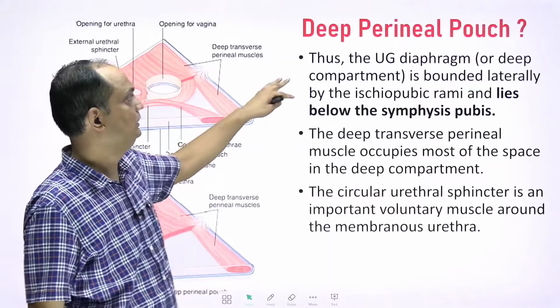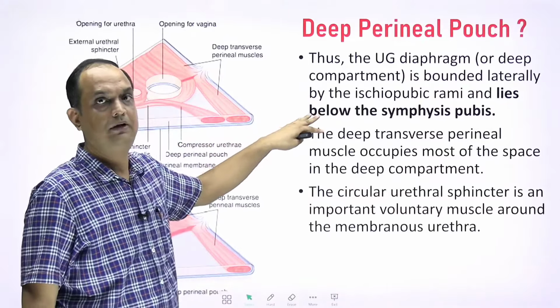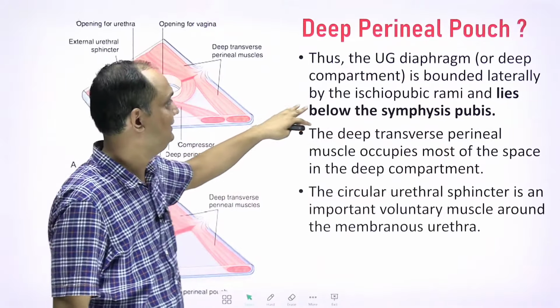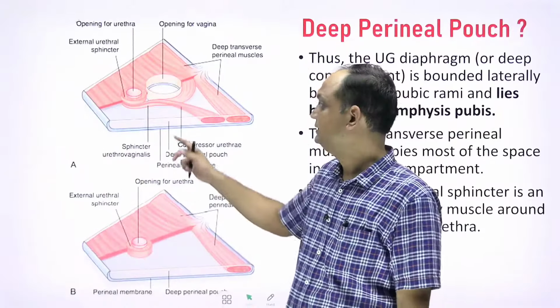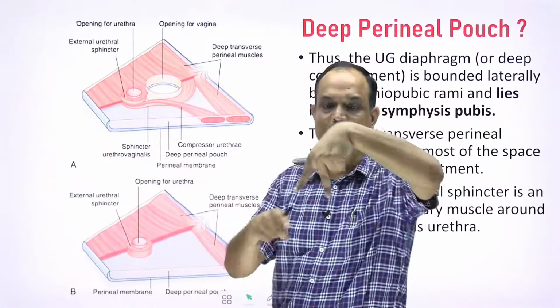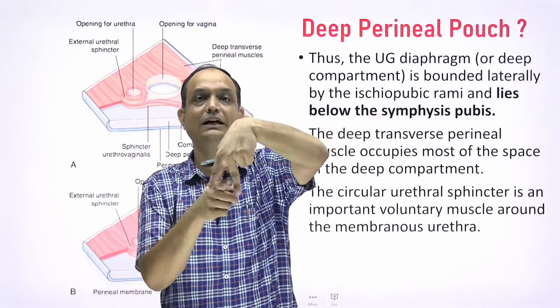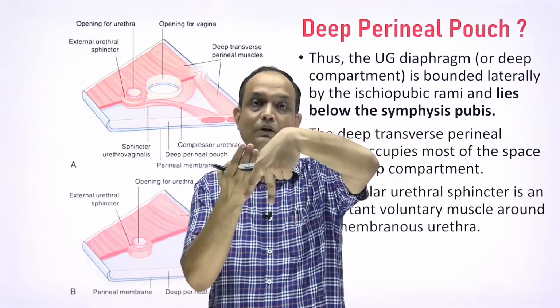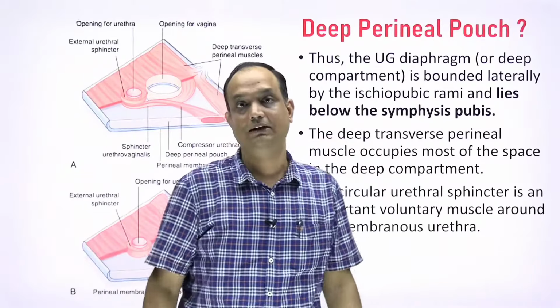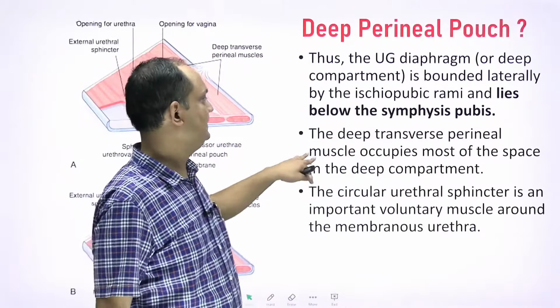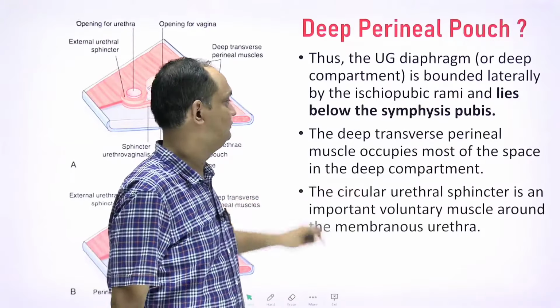Now, if you see the boundaries, the urogenital diaphragm is bounded laterally by the ischiopubic rami, and it lies below the pubic symphysis. So this is the ischiopubic rami where you have the gap, and in this gap, below the pelvic diaphragm, you have the urogenital diaphragm. Now the deep transverse perineal muscle occupies most of the space.